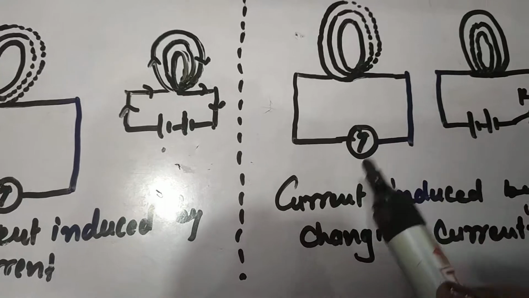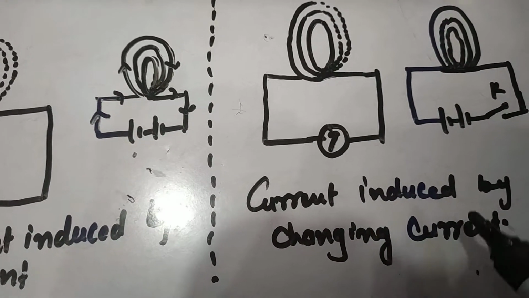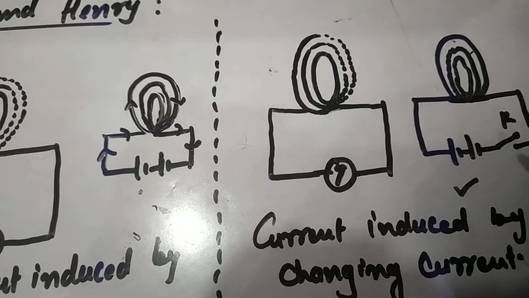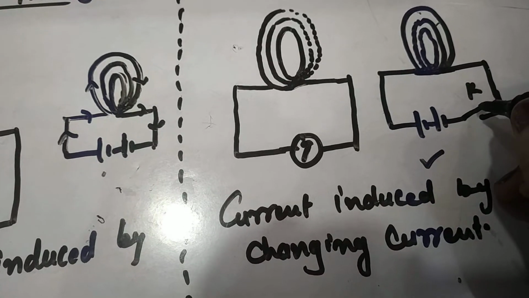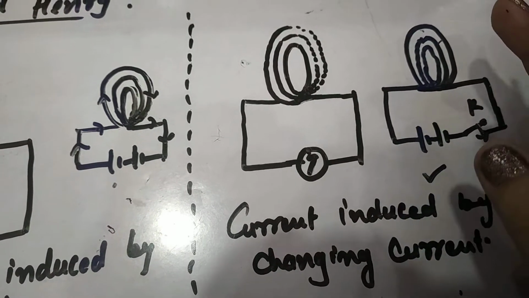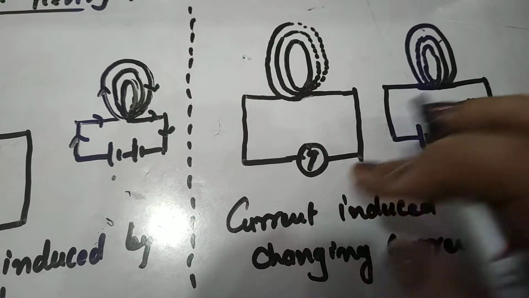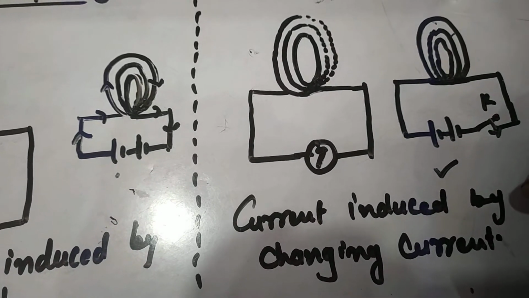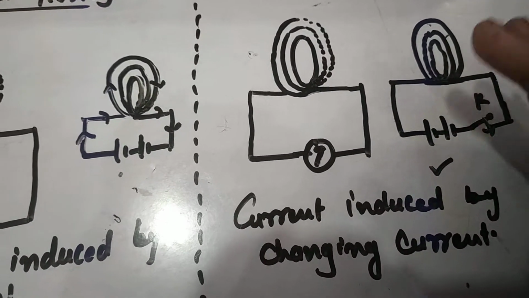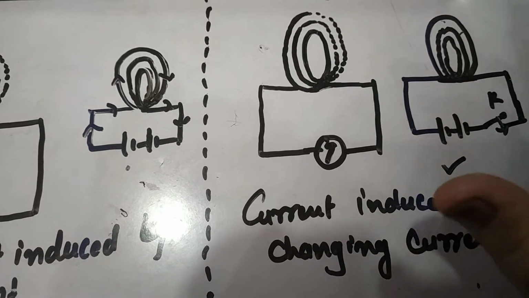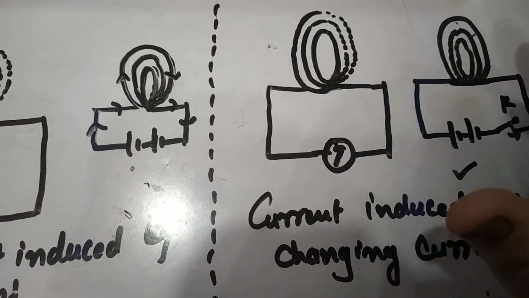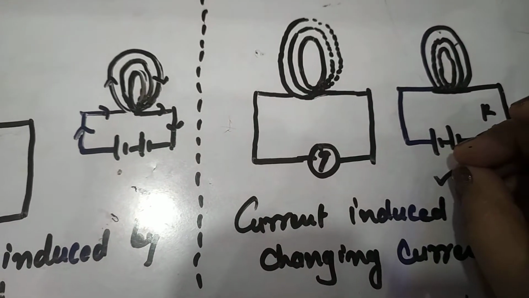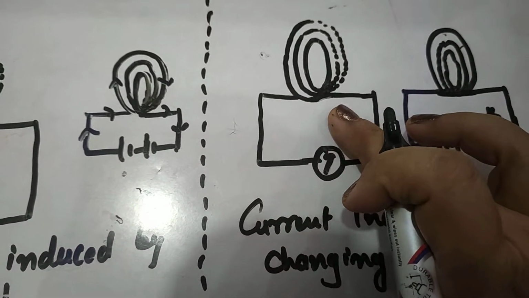The third case is current induced by changing current. In this case, you can see that this coil is connected with a battery and a tapping key. It is observed experimentally that when we tap the key, deflection is produced. We switch on the key, deflection is produced. But when we keep the key closed or keep it on, in both cases no deflection is observed. It means that whenever we change the current, in this case current will be induced.